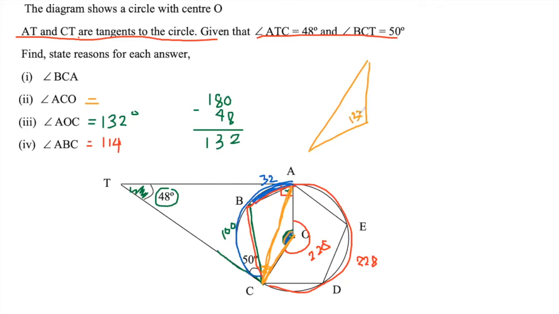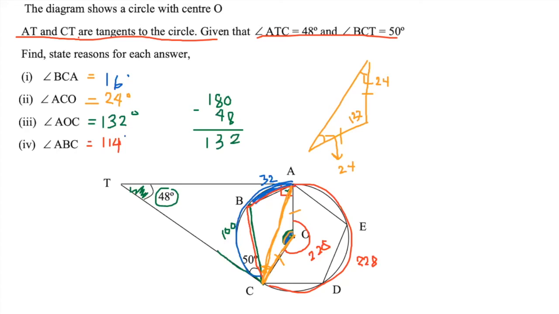And since this is 132 and it's obvious that this is an isosceles triangle, why is it isosceles? Because of the radius. So 180 minus 132 is 48. So 48 is shared by these two angles right here. So this one is 24 and this one is also 24, which means that ACO is 24.